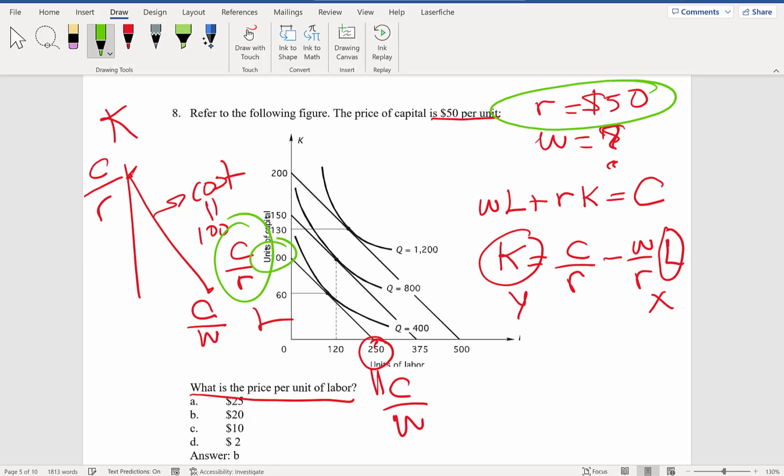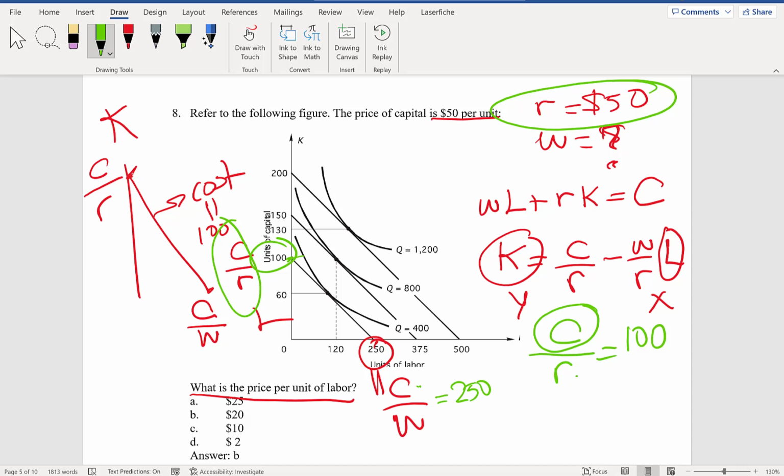So C over R is equal to 100 units. C, total cost over rental rate, is equal to 100 units. Sorry, units, I apologize. So if I can find C here, I know R. If I can find C here, then I can use it here because I know C over W has to be equal to 250.